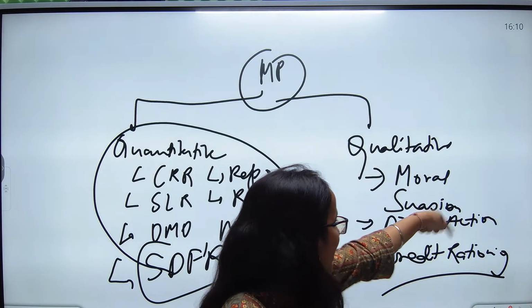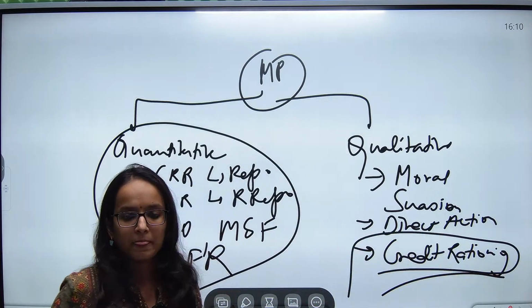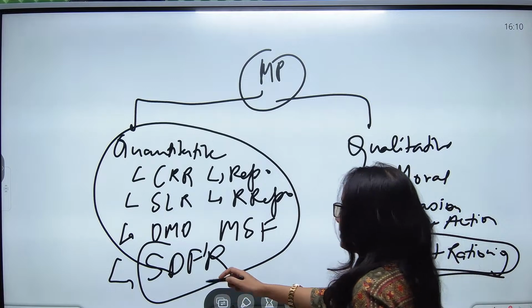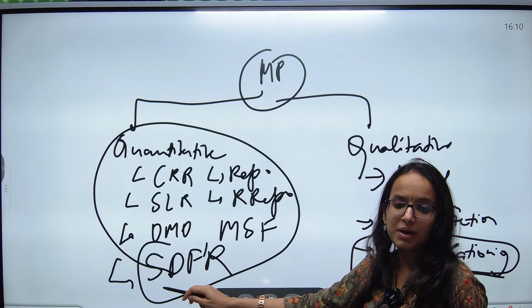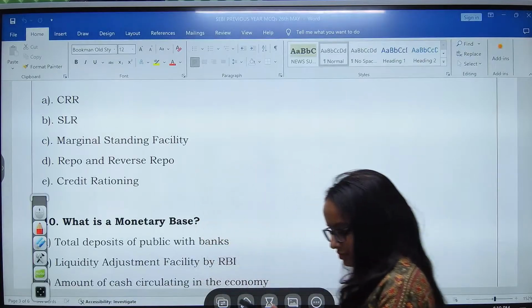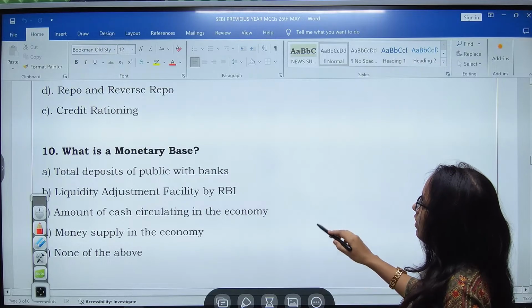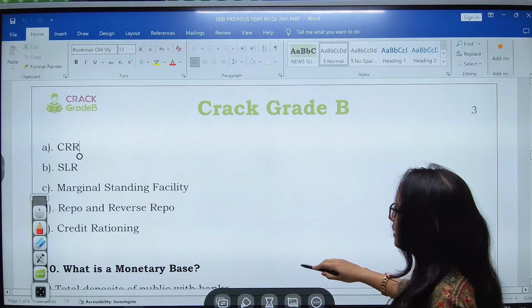So these are qualitative tools, hence credit rationing is a qualitative tool. Is this clear? You should remember this thing. Standing deposit facility rate is a new quantitative tool incorporated by RBI. Okay, so here your answer is E. E is the right answer.